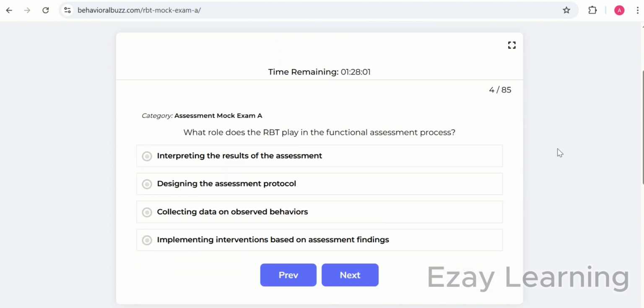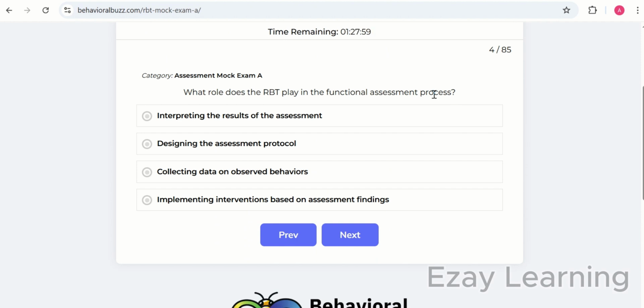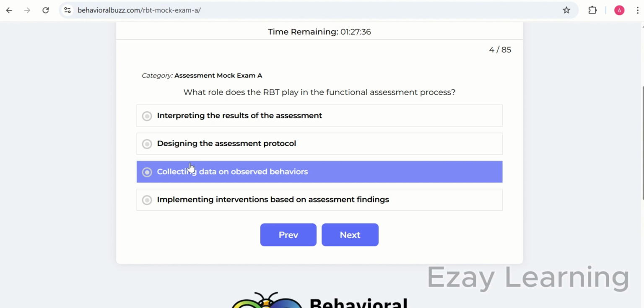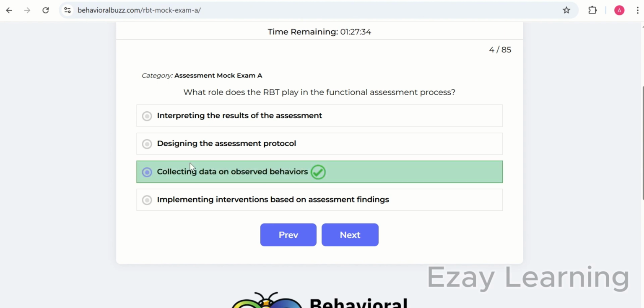What role does the RBT play in the functional assessment process? So, what is the role of an RBT? Basically, an RBT cannot create a plan, he cannot design any plan, and he cannot interpret the results on his own. He can simply implement interventions and collect data on observed behavior. So the most likely answer for this would be collecting data on observed behavior.